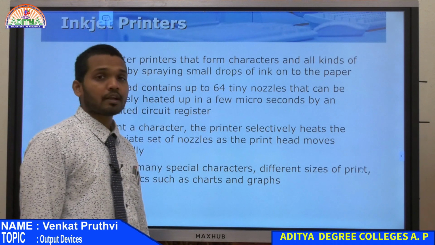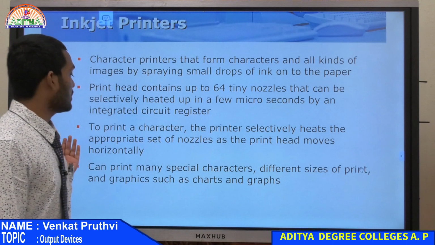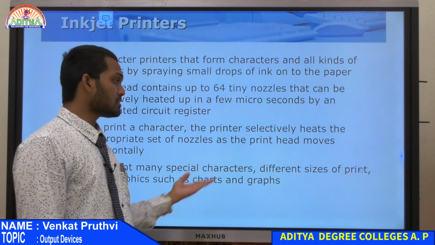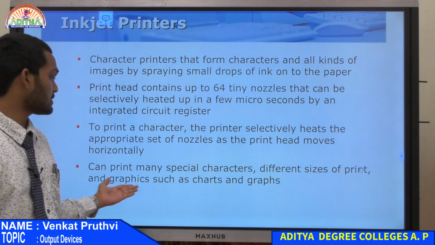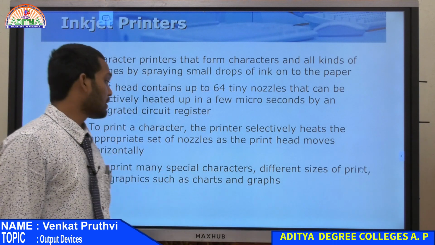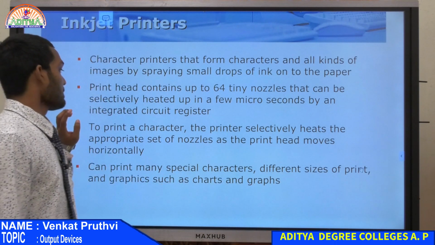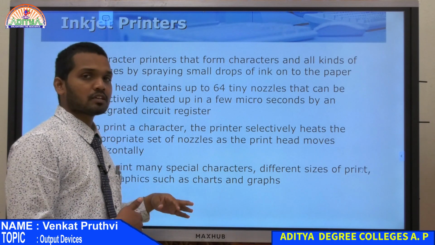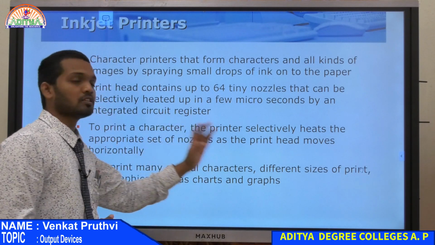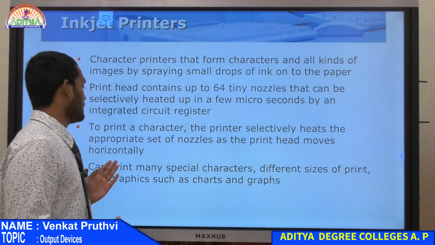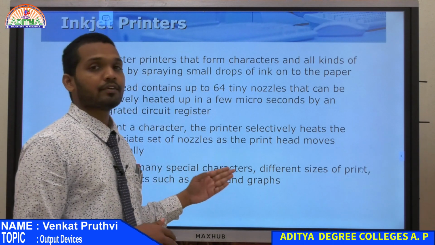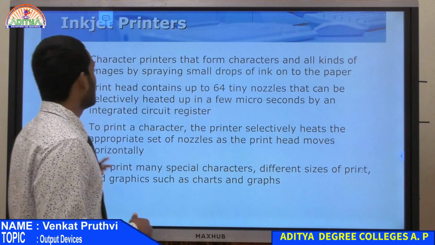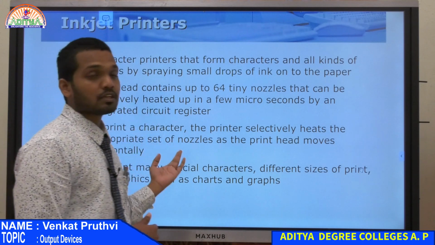Just like your dot matrix printer, your inkjet printer can also print many special characters, different sizes of print, as well as graphics such as charts and graphs. Now, it is also able to print the graphs and charts just like your dot matrix printer, and also in different sizes available. Along with that, it is able to identify many special characters. But what is the technology that this inkjet printer is using?